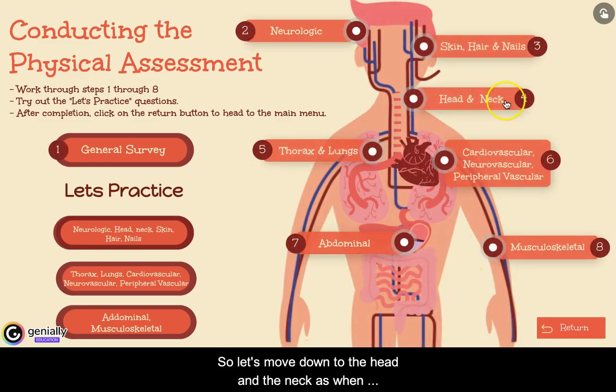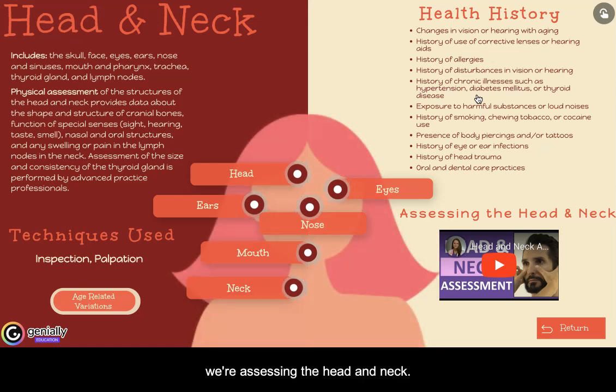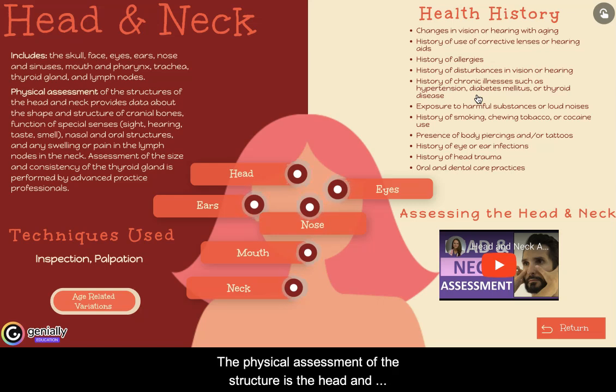So let's move down to the head and the neck. When we're assessing the head and neck, this includes the skull, face, eyes, ears, nose and sinuses, mouth, the pharynx, trachea, thyroid gland, and lymph nodes. The physical assessment of the structures of the head and neck provides data about the shape and structure of the cranial bones, function of the special senses, the nasal and oral structures, and any swelling or pain in the lymph nodes in the neck. Assessment of the size and consistency of the thyroid gland is performed by advanced practice professionals. The techniques we use for the head and neck are inspection and palpation.